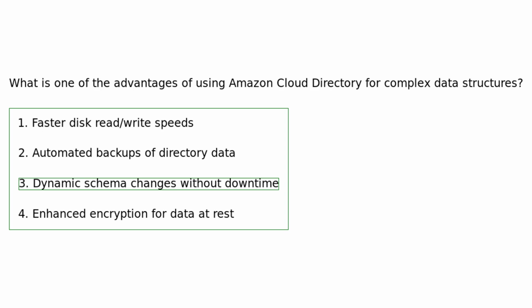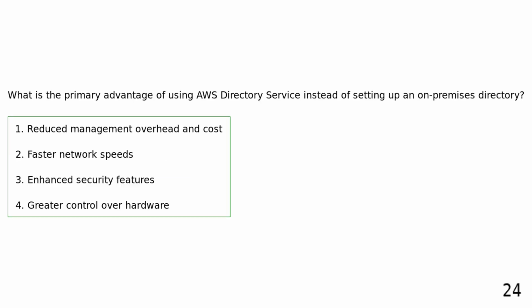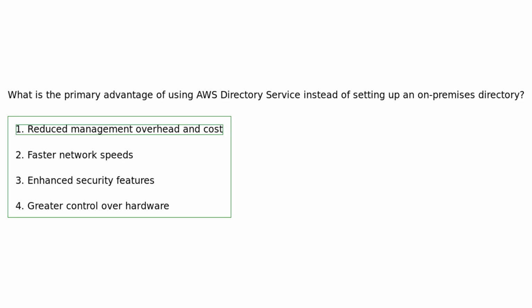services or data access. What is the primary advantage of using AWS Directory Service instead of setting up an on-premises directory? Reduced management overhead and cost. Faster network speeds. Enhanced security features. Greater control over hardware. AWS Directory Service offers reduced management overhead and cost compared to setting up and managing an on-premises directory service.